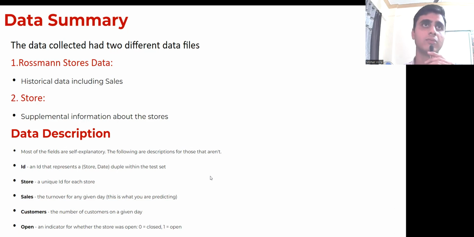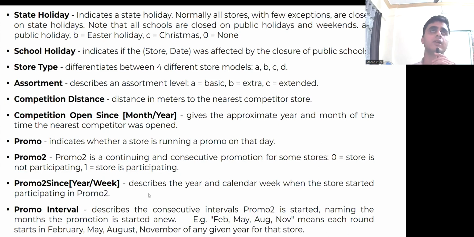Data description. Let's talk about some features. First is ID, which represents store or date. Another is store, which has a unique ID for each store. Sales, it is the turnover. Customers, the number of customers. And open, a binary feature with 0 for closed, 1 for open. There are other features like state holiday and school holiday, which are also binary, where state holiday is categorical. Some other categorical features are assortment and promo 2 since. There are also some numerical features, competition distance, sales.